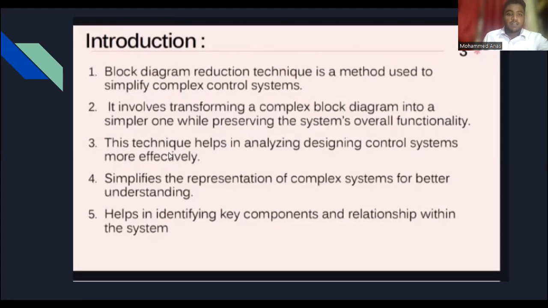Third point, this technique helps in analyzing and designing control systems more effectively. It simplifies the representation of complex systems for better understanding, and helps in identifying key components and relationships within the system.